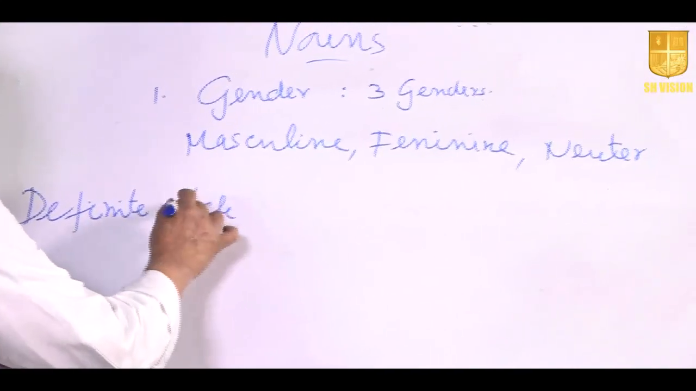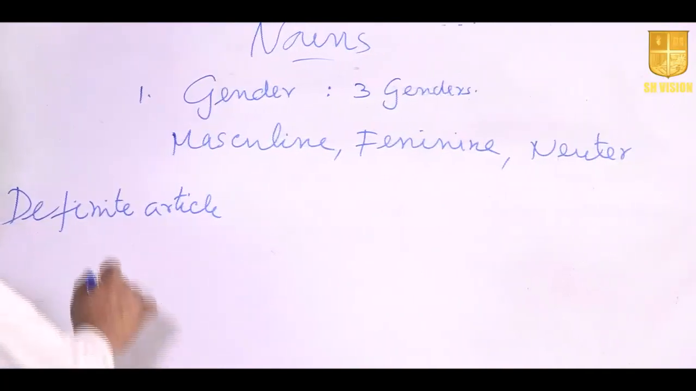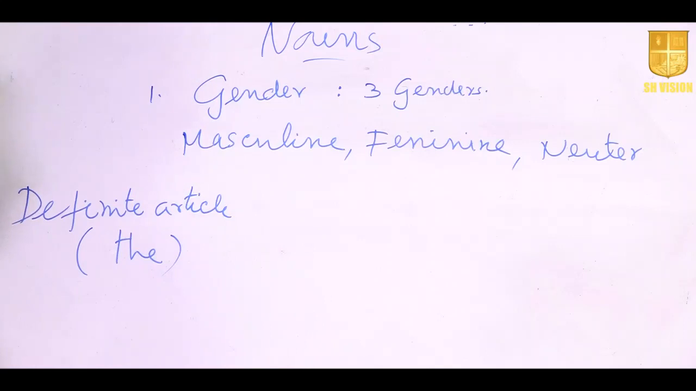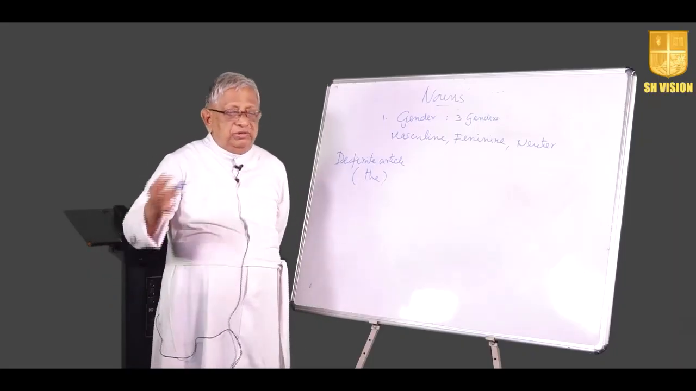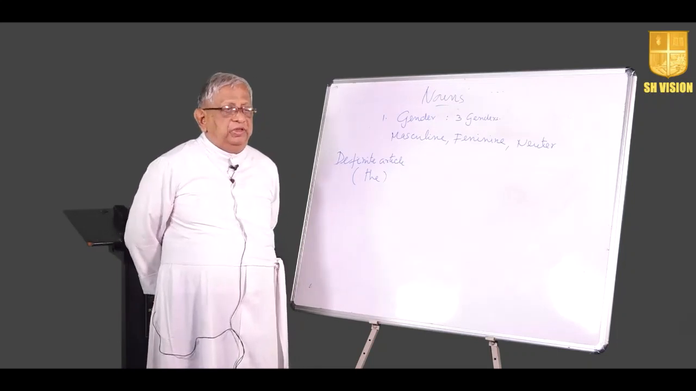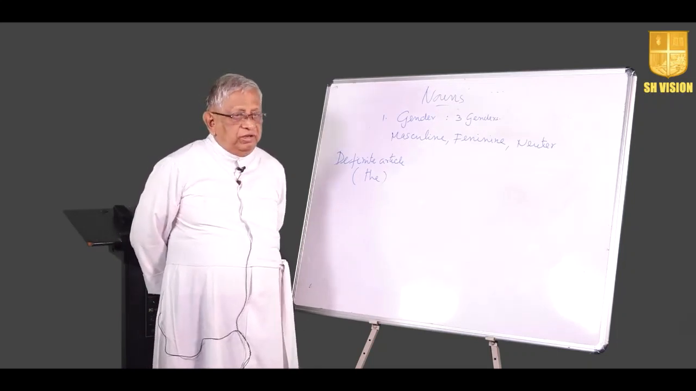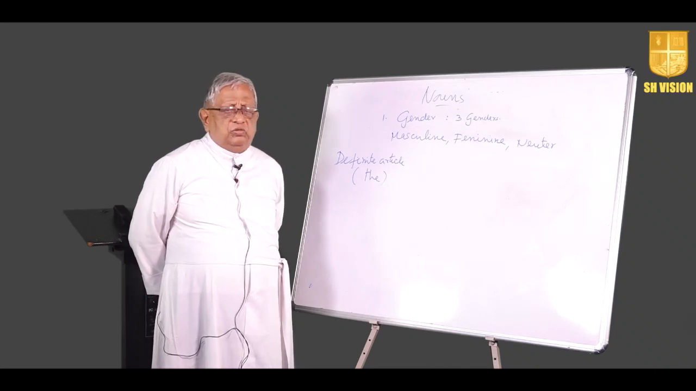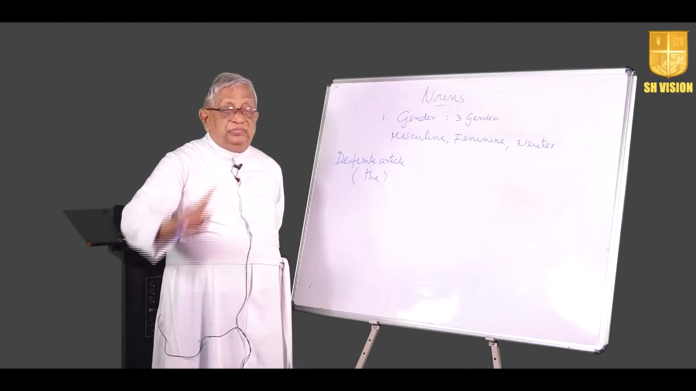What is the definite article in English? It is the. But the is very ambiguous. You may use it, you may not use it. For example, house. You can say the house or simply house. But that is not very categorical and rigid rules, unlike in German.